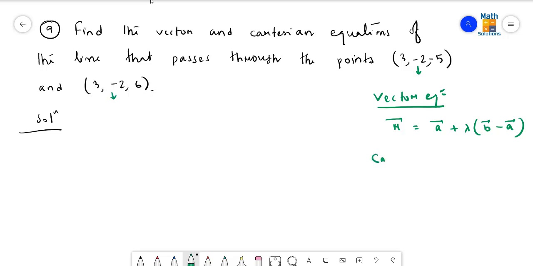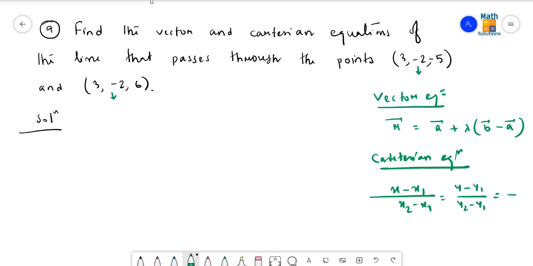Then after coming to Cartesian equation, the formula is (x minus x1) divided by (x2 minus x1), then (y minus y1) divided by (y2 minus y1), then (z minus z1) divided by (z2 minus z1). So using these two formulas we can calculate everything. So here in this case, coming to the first part, we shall first consider the case of vector equations.